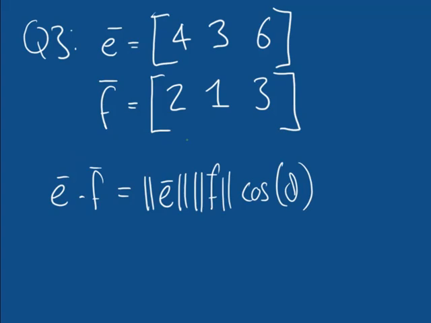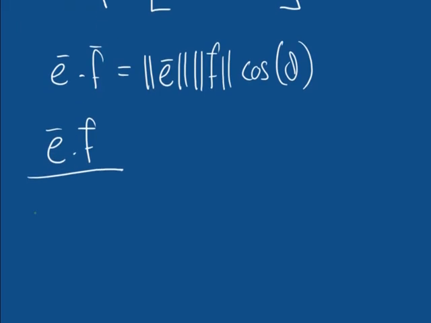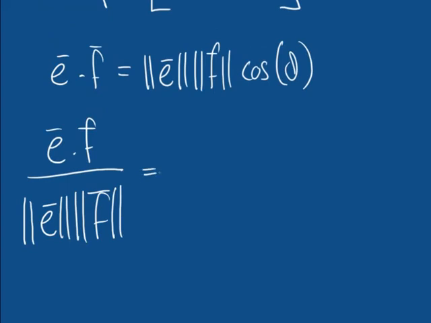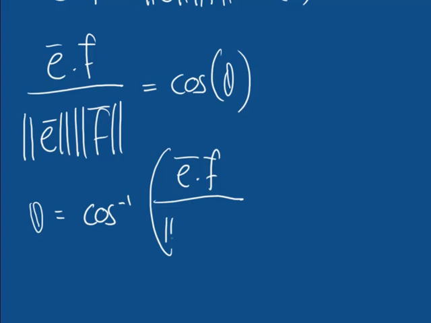Okay, welcome back everyone. So we've already seen how to rearrange this equation, and it should be very simple, but just to work through that here, if we divide both sides by the length of e and the length of f, they're going to come down underneath our e dot f and leave the cosine of the angle on its own. So we're going to get e dot f divided by the length of e times the length of f is equal to the cosine of our angle, which means that theta is equal to the inverse cosine of e dot f divided by the length of e times the length of f.